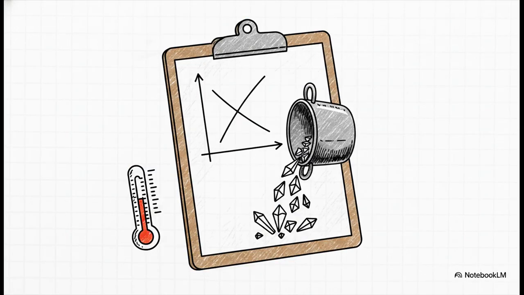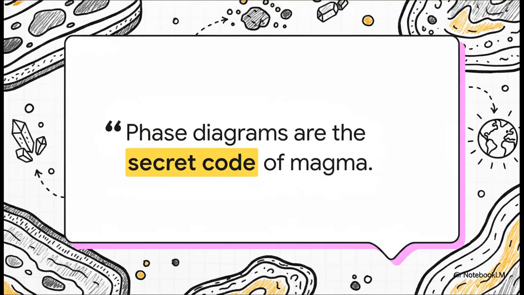To bring it all together, you can basically think of a phase diagram as a master recipe chart for magma. It really is that straightforward. If you know the temperature and you know the composition, the chart guarantees you will know exactly what minerals are forming and exactly when they're going to show up. Which leaves us with this final, honestly incredible thought. Phase diagrams are the secret code of magma. They reveal how molten rock turns into the solid earth beneath your feet.